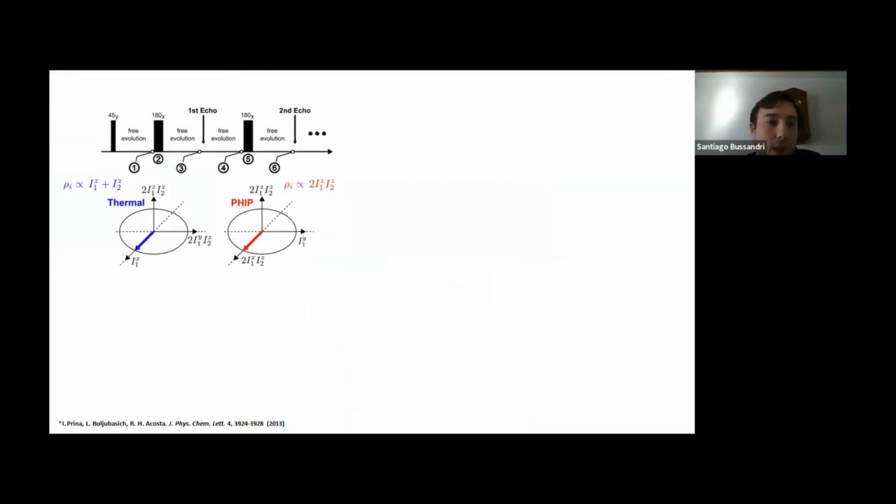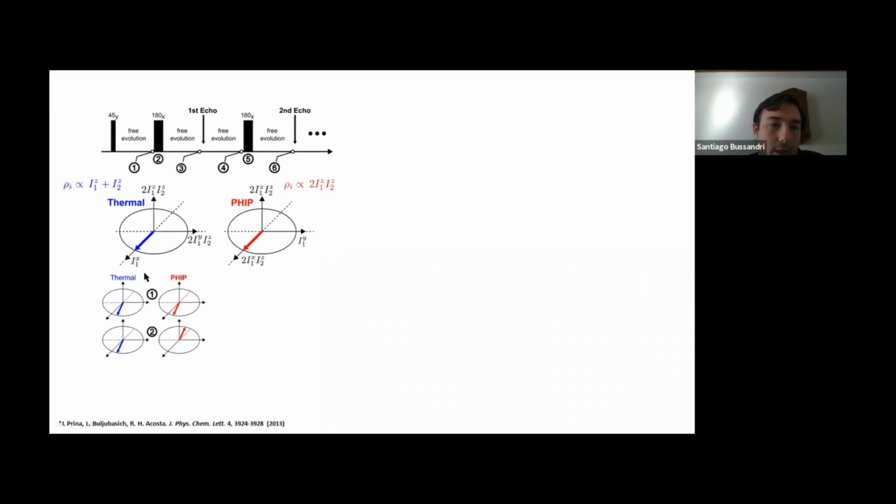In order to understand this, I will show you the evolution of the thermal and FIP operators in this subspace defined by the J-Kapni Hamiltonian. I'll show the evolution of one spin operator, as the other spin is exactly the same. So when you apply the first excitation pulse, in the case of a thermal operator, it will give us observable polarization. In the case of the FIP, as you know, it will give us non-observable polarization. After that, both operators evolve during half echo time with the J-Kapni Hamiltonian before the first pi pulse is applied. When this first refocusing pulse is applied, the big difference between each operator appears.